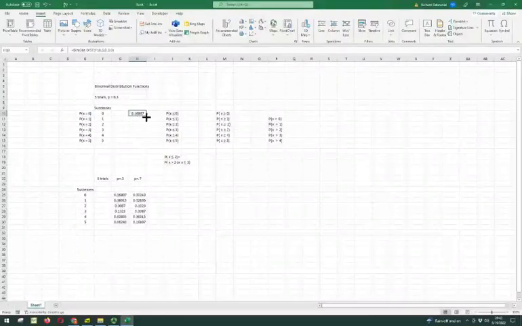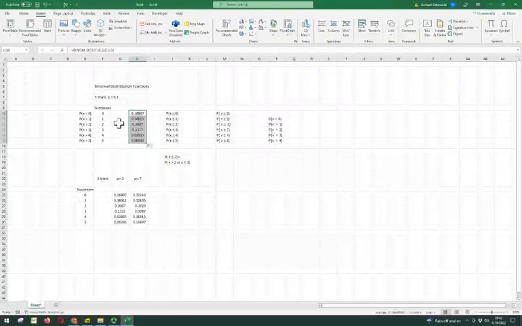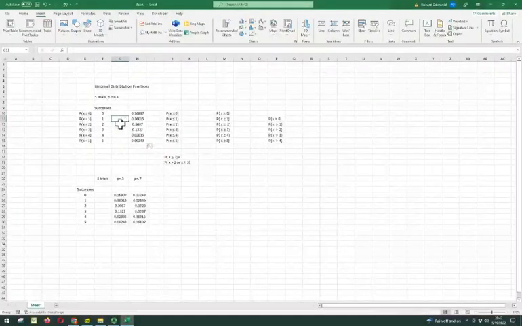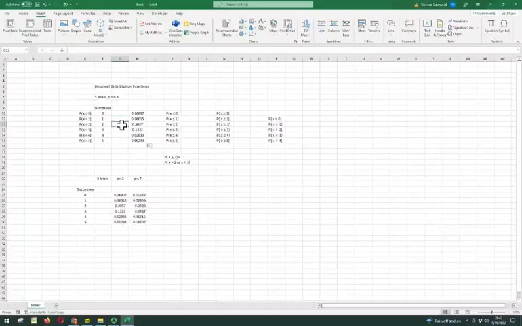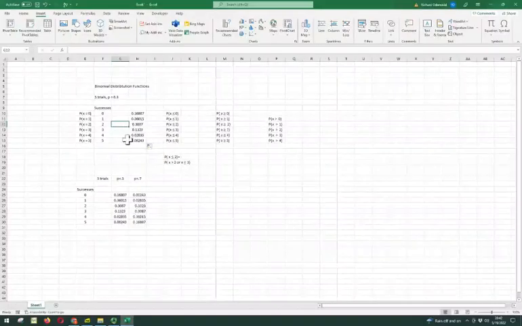I copy this down. Since I have the cell references, the probability of exactly 1 success is 0.306. Probability of exactly 2 successes 0.307, and so on.